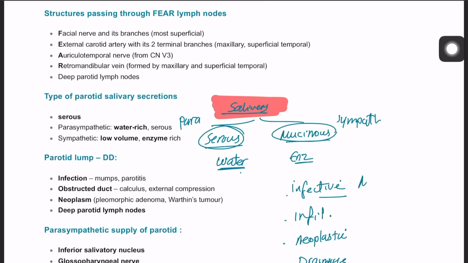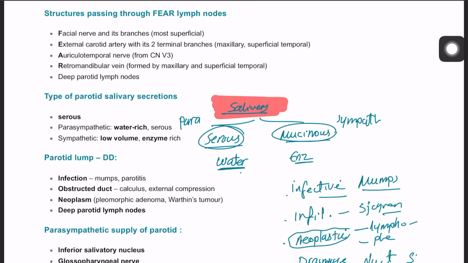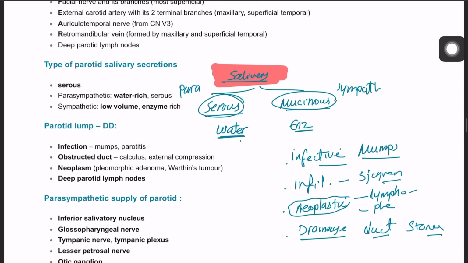So infective, that could be such as mumps; inflammatory like Sjogren syndrome or an autoimmune condition. Neoplastic, you have lymphoma, pleomorphic adenoma, Warthin's tumor, and any sort of tumor, or obstruction of the duct by a stone or something like that. Sometimes the deep lymph nodes might be enlarged, whether it's a lymphoma or Hodgkin lymphoma, things like that, or maybe metastasis to these lymph nodes.